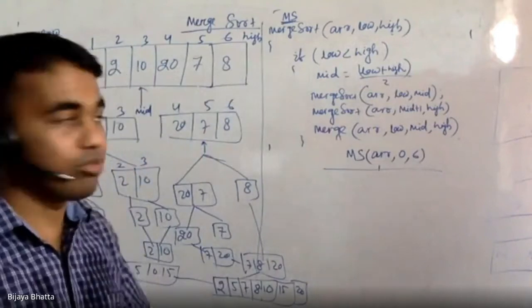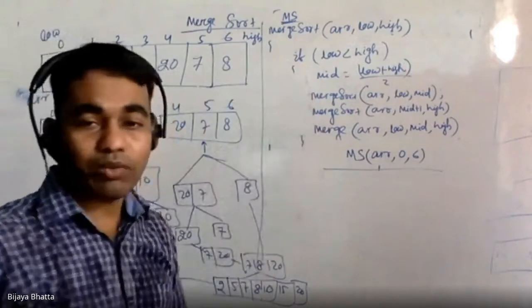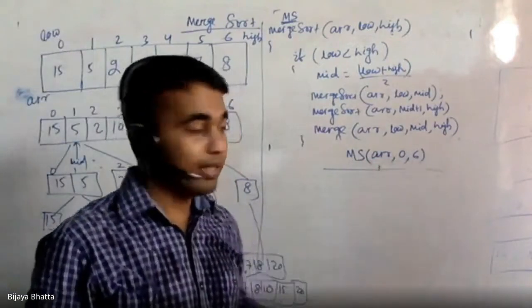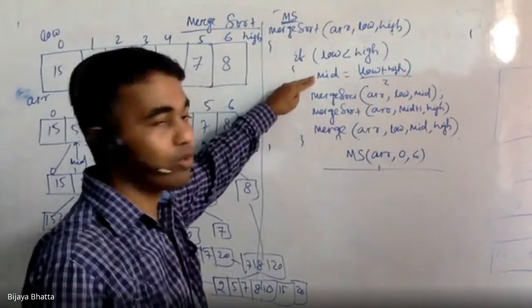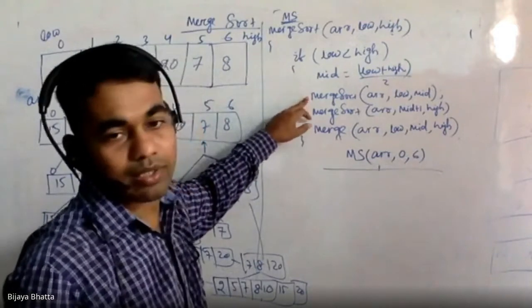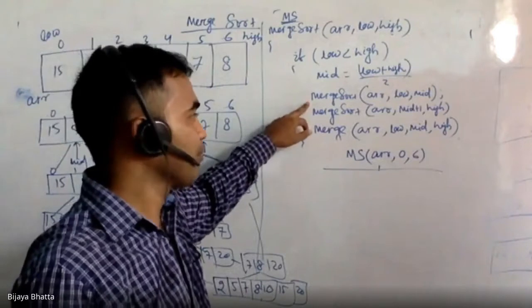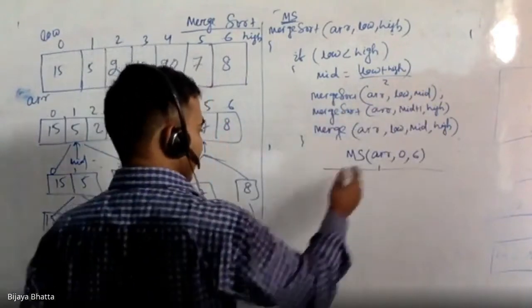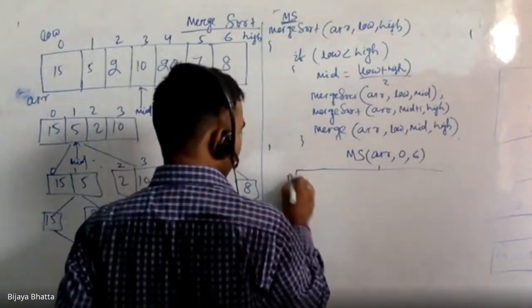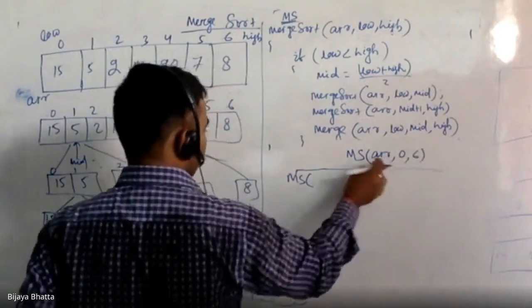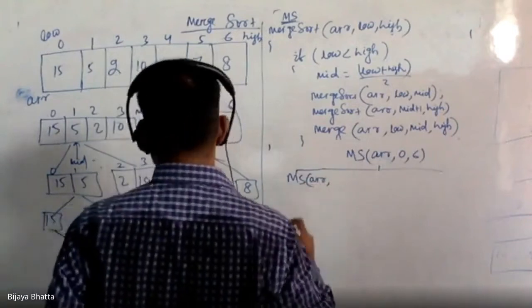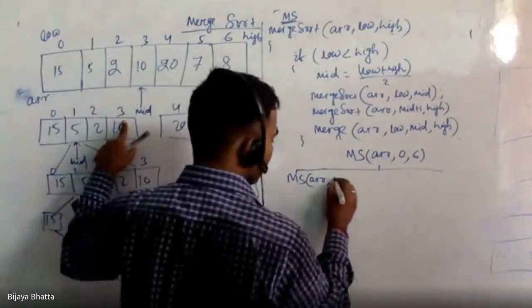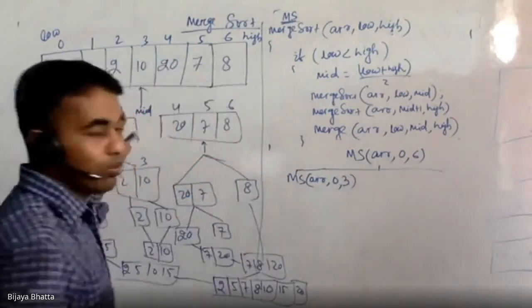Try to see how it works. Whenever you call merge sort on arr, 0, 6, the first part is that it will calculate the mid. Then it will call the merge sort function on the array from low to mid, right? Arr is going to be passed every time, so I am ignoring that. So this time this is going to be 0 to 3, right? So the left part is going to be 0 to 3. What about the right part?